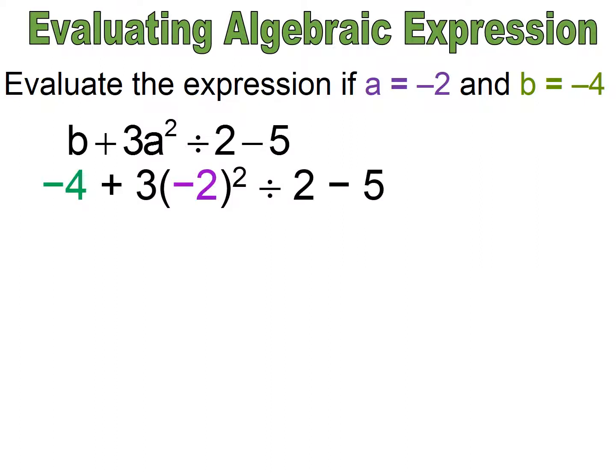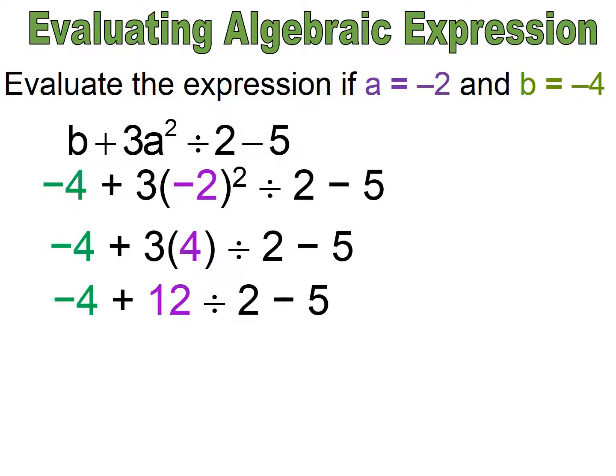So you see here it's a little bit more complicated evaluation. I'm plugging in a negative 4 for the b. Use parentheses when you plug in that negative 2 into a because it has an exponent with it. So when I do this, I'm squaring that negative 2 and it's going to become a positive 4. So now I'm going to do the multiplication and then the division from left to right. So I do everything else I'm just bringing down. So I do the 3 times 4 is 12, and then I did the 12 divided by 2 is 6.